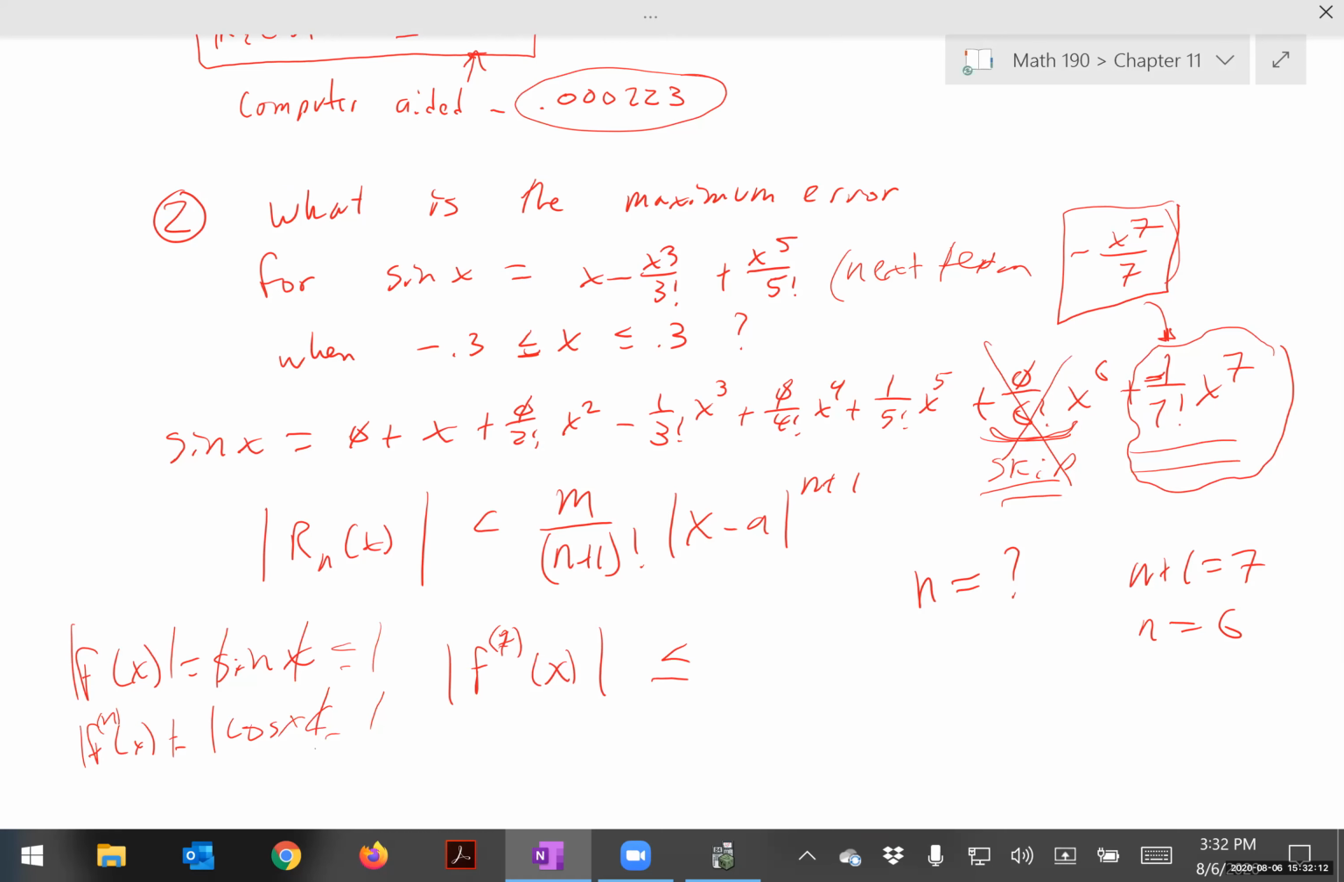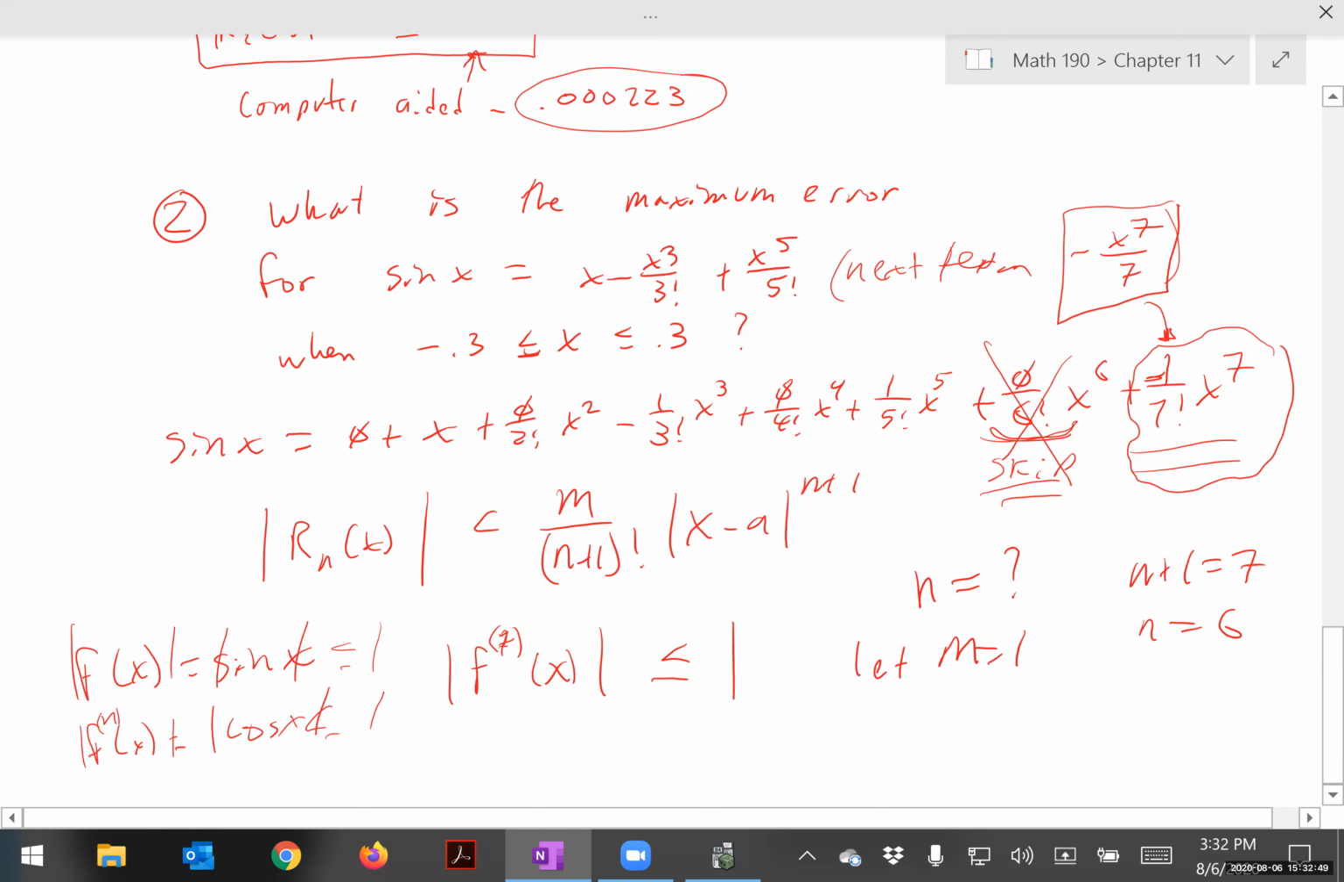Does that make sense? All you're ever going to get when we take derivatives of this thing are sines and cosines, and if we take the absolute value of those, that's going to be bounded above by 1. So the biggest number you could ever have here for the 7th derivative is 1. Well, we already know the 7th derivative evaluated at 0 is -1, and the absolute value of that is 1. So we're going to let m equal 1.